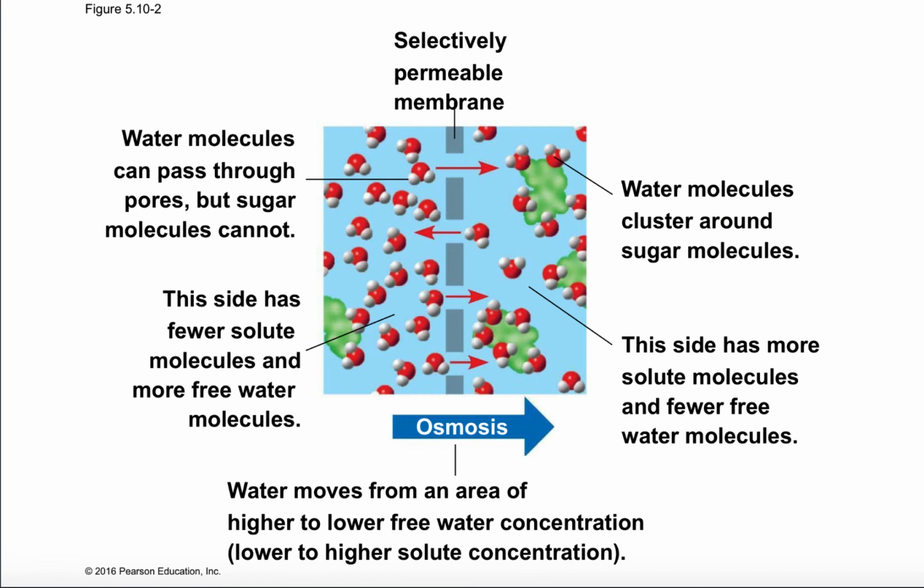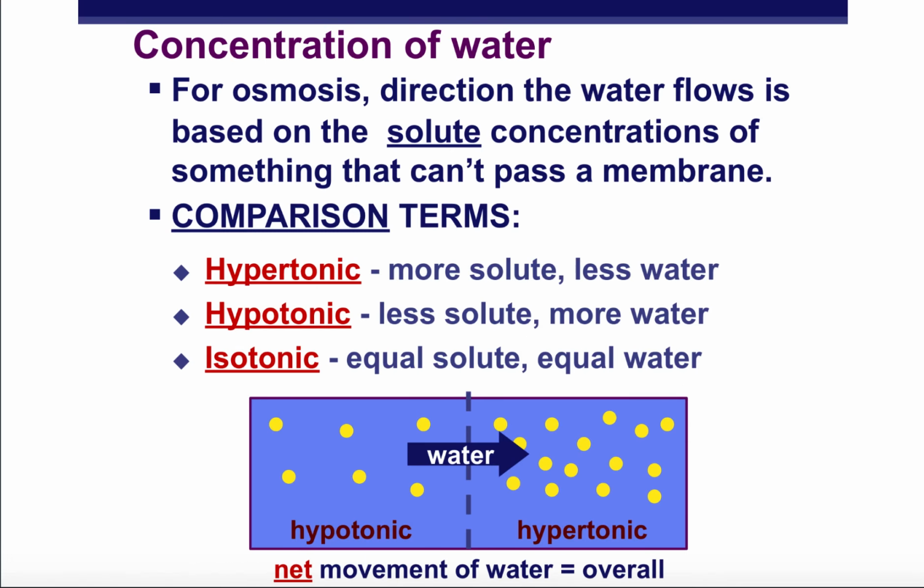This is just a different image of what's going on, but basically, like we mentioned, water is moving from areas with high water to less water, but it is moving to where there's more of the solute to balance it. Now, we want to use some terms to refer to the side that's got more salt, solute, sugar, whatever. So we use some comparison terms.